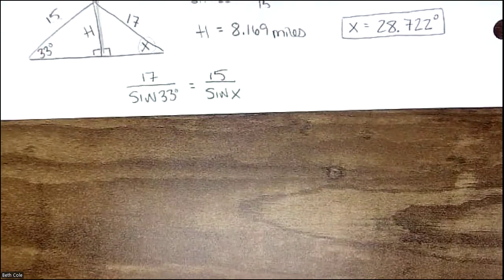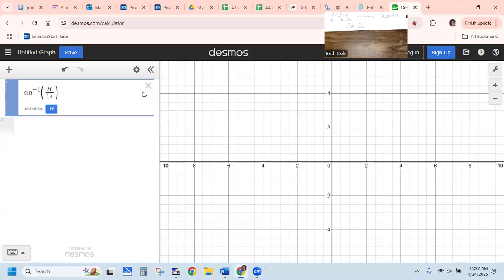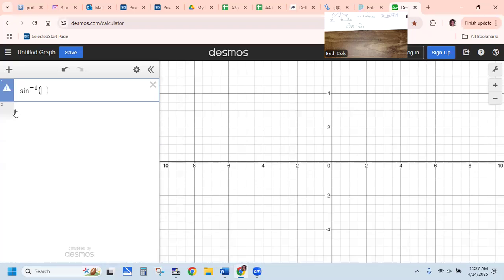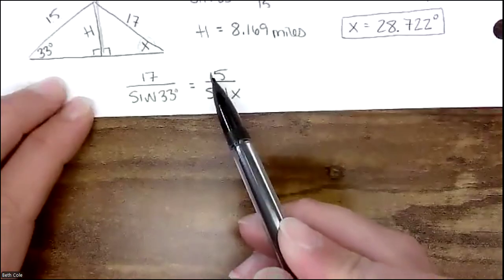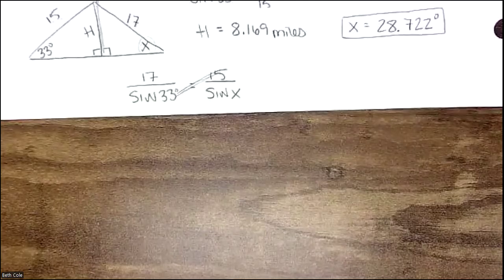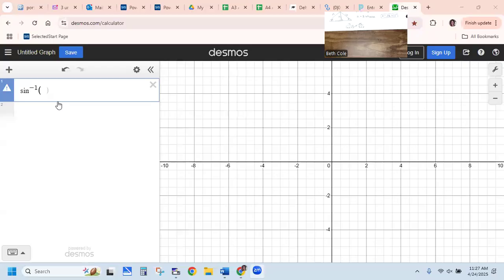So watch me type this. Here, let me clear all this out. I'm going to get sine inverse. Then you cross multiply and divide. So it's going to be sine inverse, and then I'm going to type what? Yep, 15 sine 33 over 17. We should get the same thing. Do we get the same thing? Yes, 28.722.